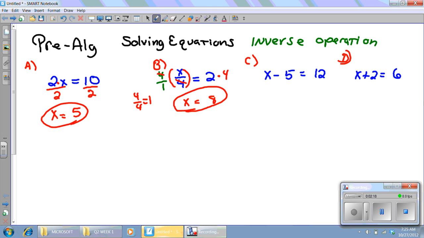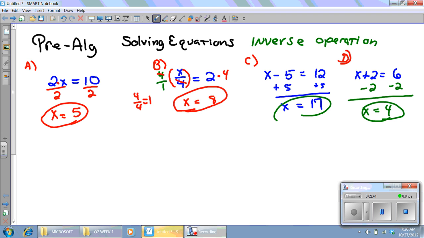All right, see, I have a 5 attached to the x by subtraction. I'll add 5 to both sides, and I will get x equals 17. And then on this one, I have a 2 attached by addition, so I will subtract on both sides and get x is equal to 4.